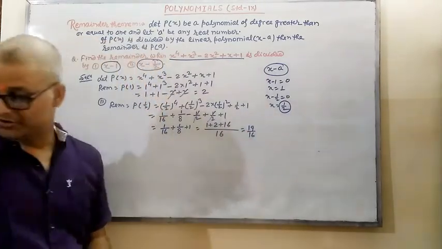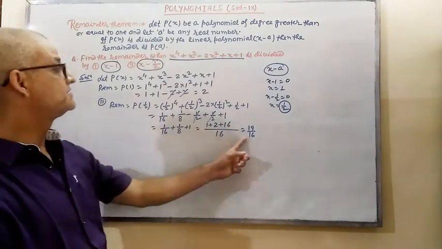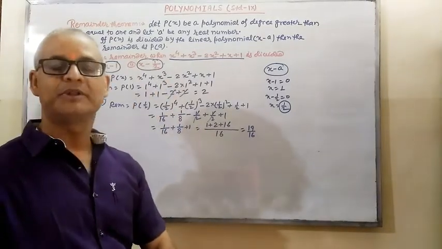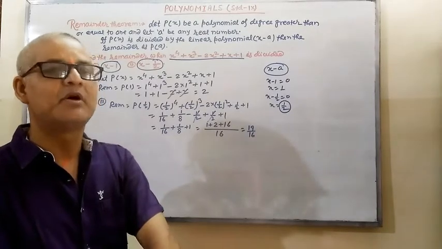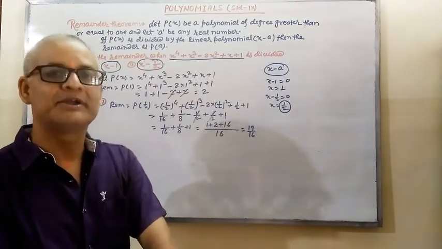Now in this case, the remainder is 19 by 16. So I think the students understand how to find the remainder when the polynomial is given and the divisor is given. First, that divisor equate with 0.